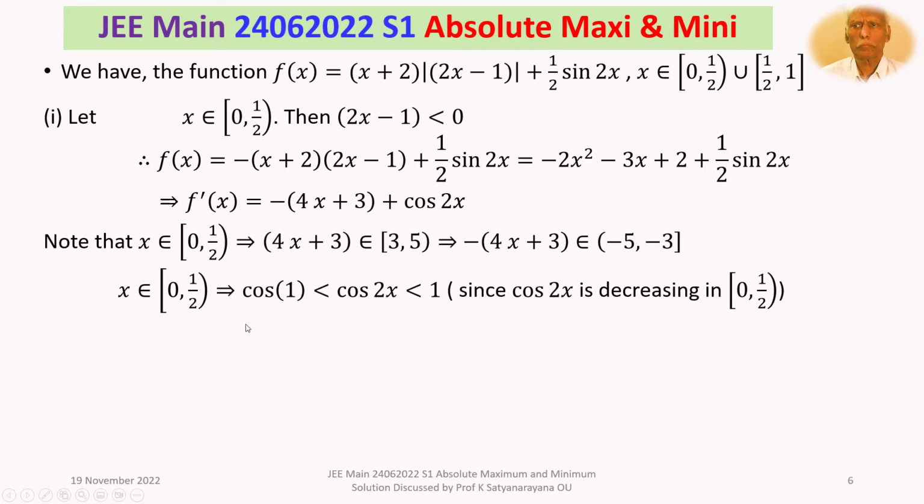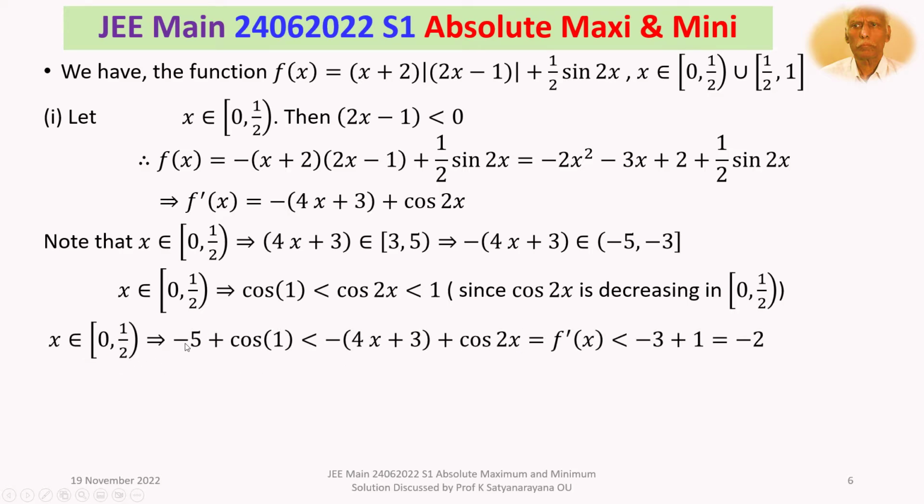Now, cos 1, minus 5 plus cos 1 less than minus 4x plus 3 plus cos 2x less than minus 3 plus 1. So this will be x belongs to 0 to half, minus 5 plus cos 1 less than minus of 4x plus 3 plus cos 2x less than minus 3 plus 1.